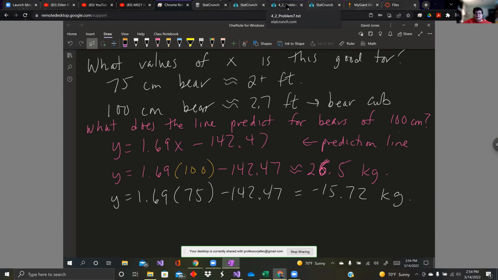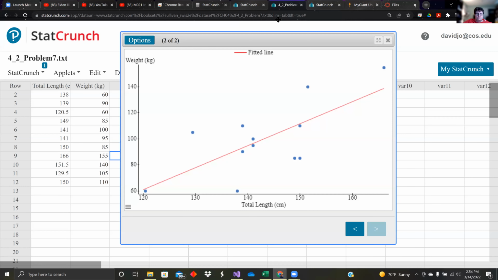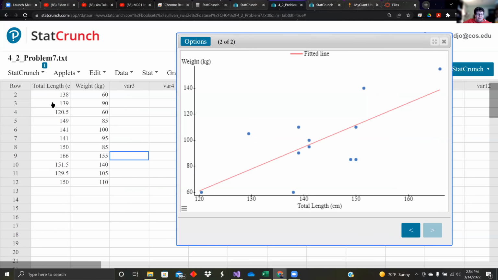All right, I'll come over and look at the bears. If I look over here, 120.5 was the smallest length. I'm going to write these down on my screen while I'm talking. Smallest length was 120.5. And the largest value, that's 166. This is an easier way to look than looking at all the data.